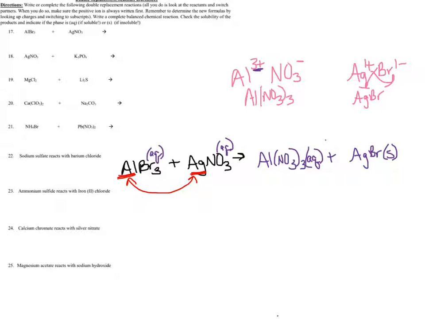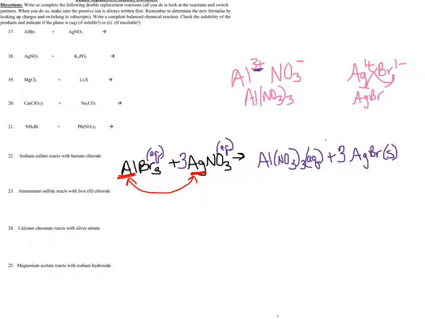The last thing I want to do is check that I have a balanced equation, and right now I don't. If I notice, I have 3 nitrates on the right, and I only have 1 nitrate on the left. So I can balance that by putting a 3 in front. Now I have 3 silvers, so I want 3 silvers there. And now I have 3 Brs, which would balance. So that's how you write a double replacement reaction.